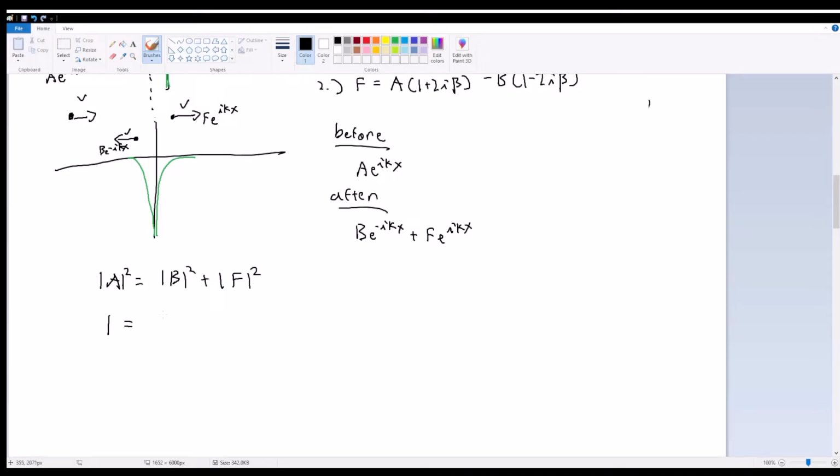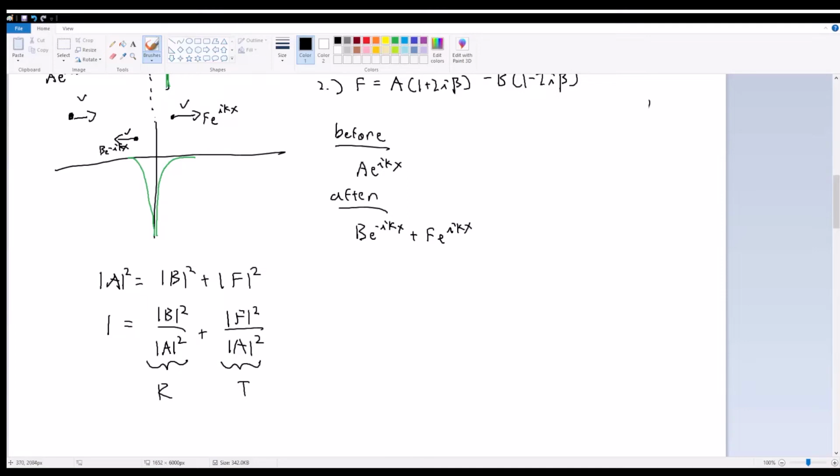So the way I say this is 1 is equal to |B|² over |A|² plus |F|² over |A|². And what this is saying, once again, is that this is the probability that the particle gets reflected, and this is the probability that the particle makes it through the well. We actually have names for these. This is called R, and this is called T, and they're called the reflection and transmission coefficients, respectively.